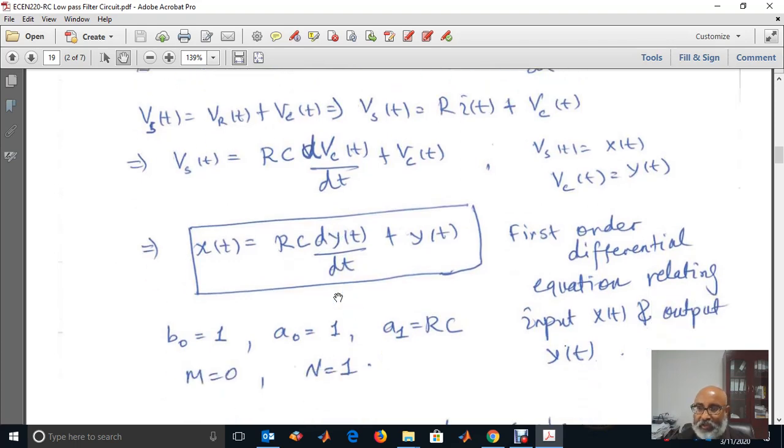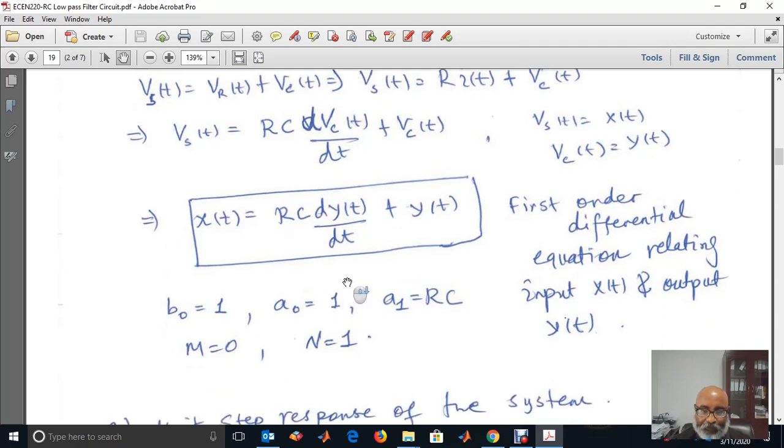So from chapter 2, we can have the a coefficients here and the b coefficients. The a coefficients are the coefficients for y, and the b coefficients are the coefficients for x of t. Here a0 is 1 because the coefficient of y is 1. a1 is R times C, the coefficient of the derivative of y. b0 is 1, the coefficient of x of t.